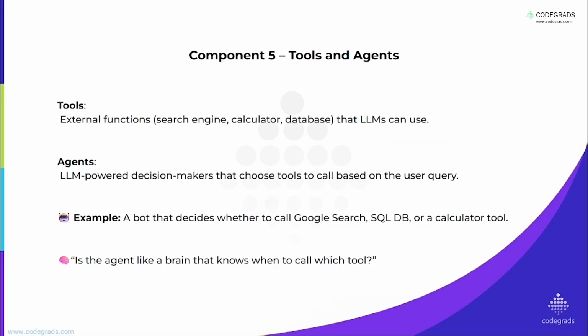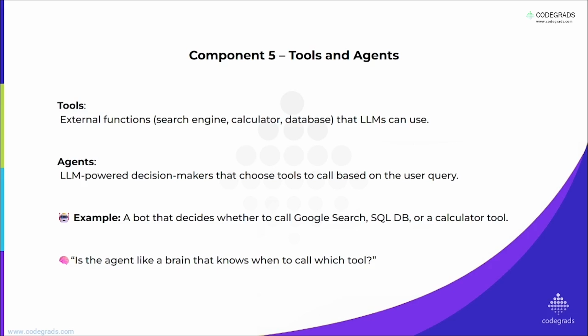Now moving on, the fifth component is tools and agents. Tools are external functions. For example, for any chatbot we may need a search engine, calculator, or database that the LLM can use. At that point we need tools, and agents are LLM-powered decision makers that choose which tool to call based on the user query. If I assign a chatbot these three tools, search engine, calculator and database, and I ask it to do a particular calculation, the agent will think about what the user is asking. He is asking about a mathematical calculation.